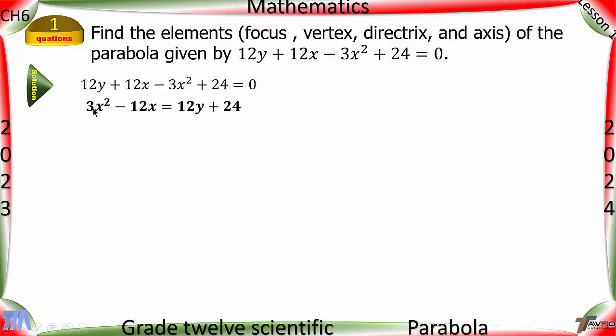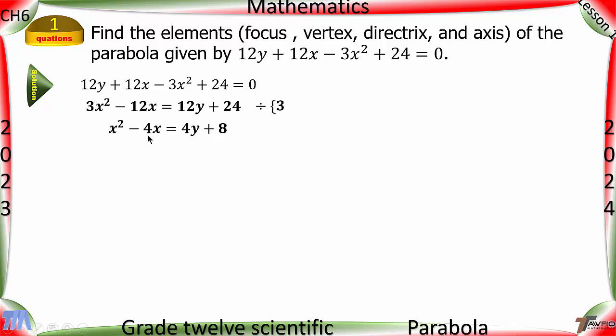And now the coefficient of x squared is not 1, so we must divide it by this number 3. So dividing both sides by 3, it becomes 3x squared divided by 3 is x squared, minus 12x divided by 3 is minus 4x is equal 12y divided by 3 is 4y, and 24 divided by 3 is 8.